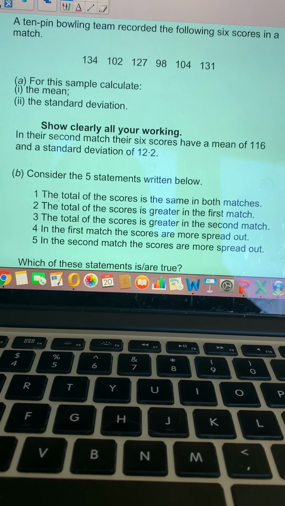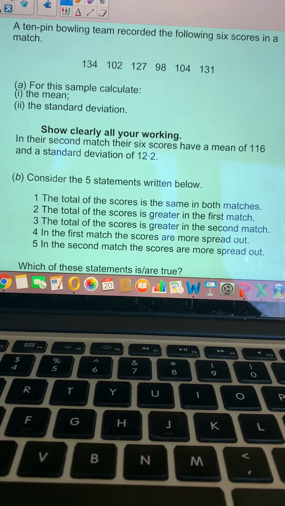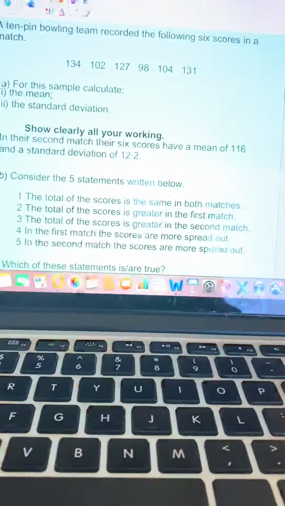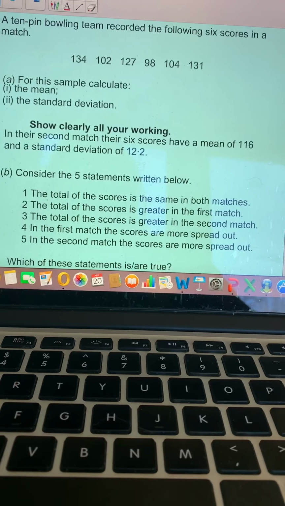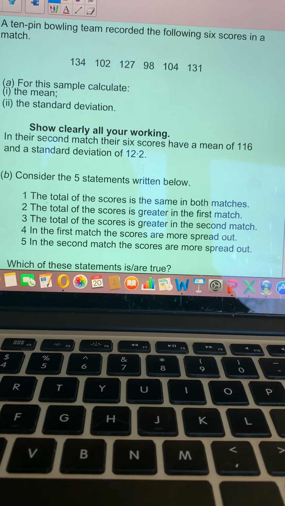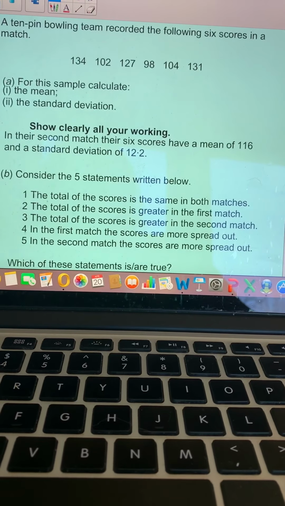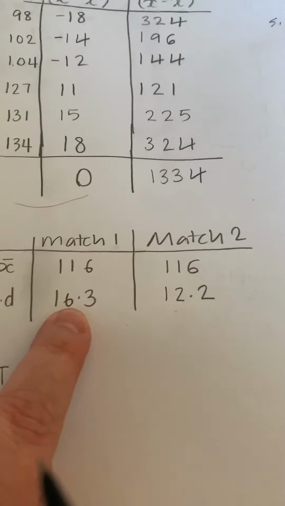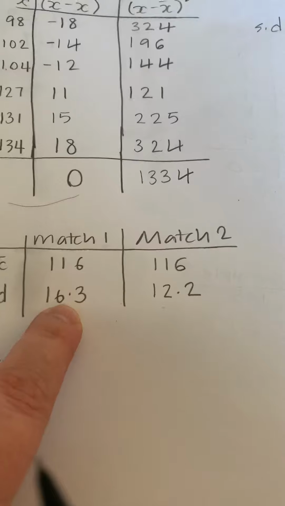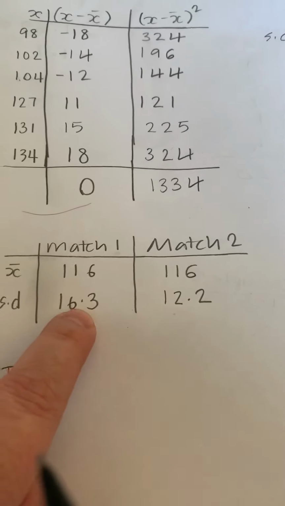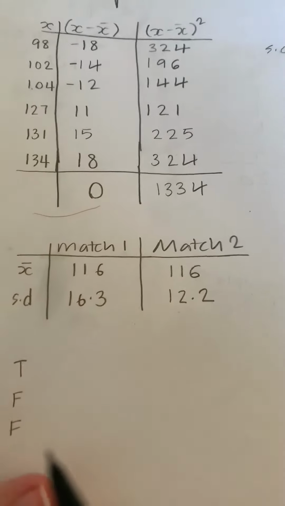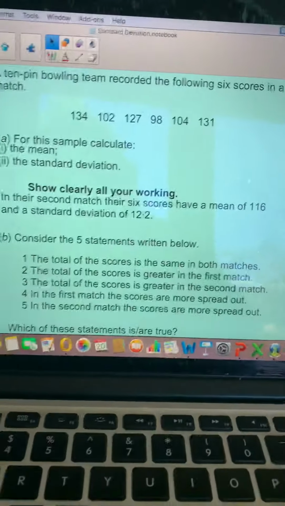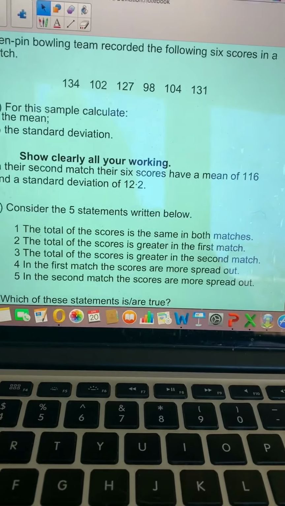For 4 and 5, in the first match, the scores were more spread out. In the second match, the scores are more spread out. So it's which one are the scores more spread out. So if you look at the standard deviation here is bigger. So that is the one where the data is more spread out or less consistent. Okay, so it's match 1 where the scores are more spread out. So you've just really got to look at that and compare. So in the first match, the scores are more spread out. Yes, I would agree with that.